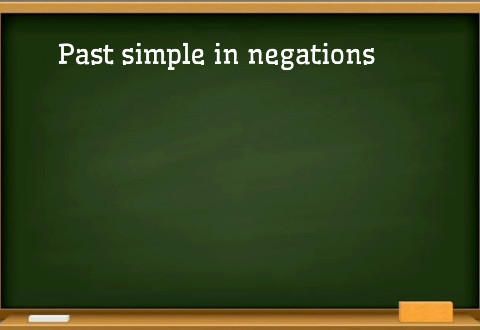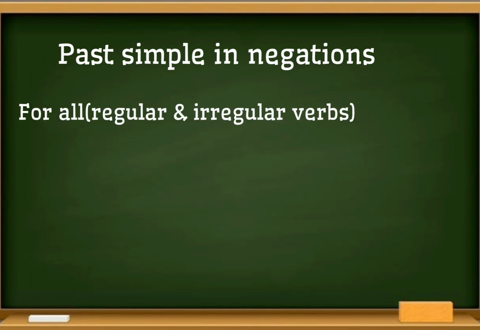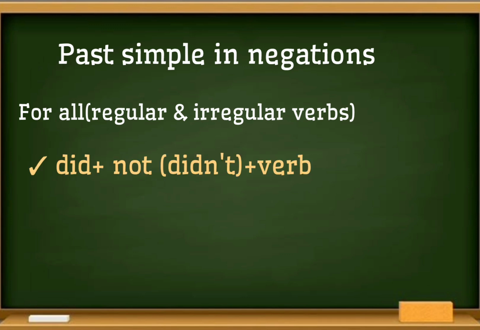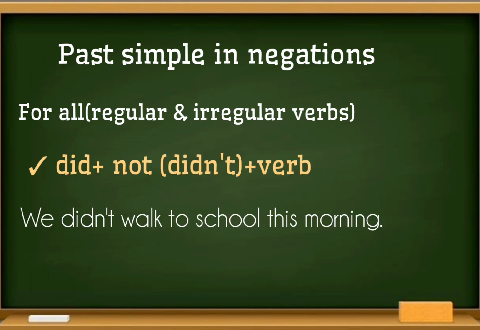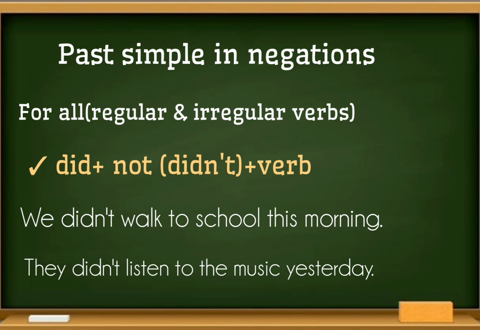And how to form past simple in negations or negative sentences. For all regular and irregular verbs, again we need the auxiliary's second form did and then add not. In contractions, it will be didn't and then the verb infinitive form. For example, we didn't walk to the school this morning. They didn't listen to the music yesterday.